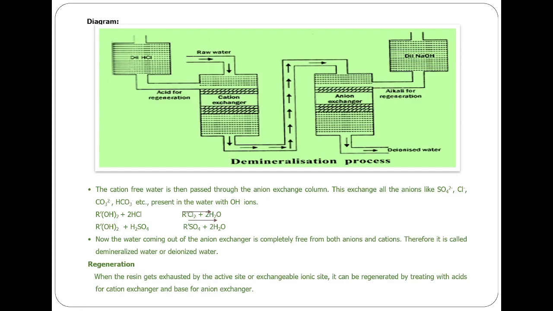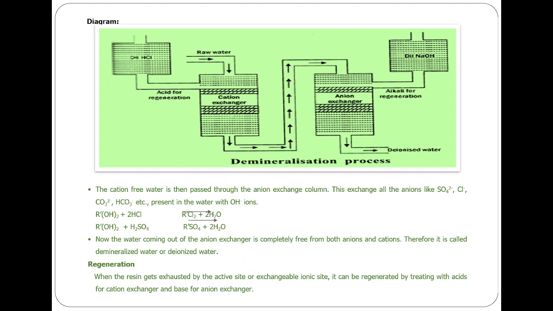In this process, the diagram shown here has two exchange towers. One is the cation exchange tower, and the other one is the anion exchange tower. The cation exchange tower will contain cation exchange resin, and the anion exchange tower will contain anion exchange resin. The cation exchange resin is nothing but carboxylic acid or sulfonic acid. The anion exchange resin will contain hydroxyl ion and amine, etc.